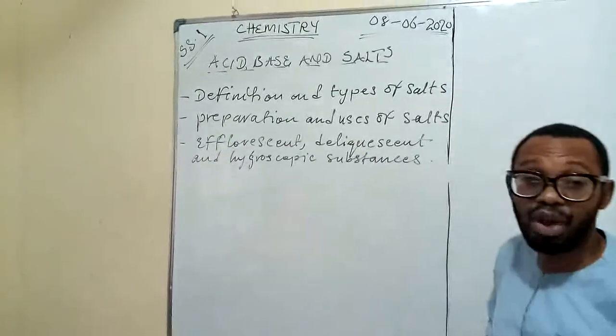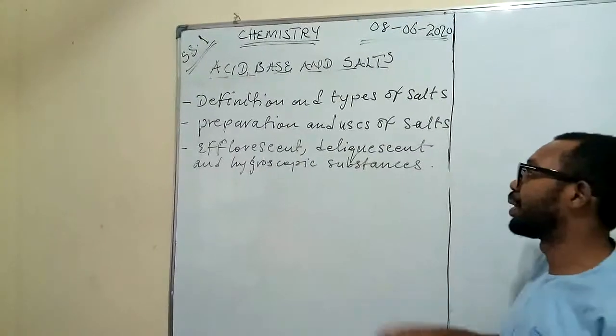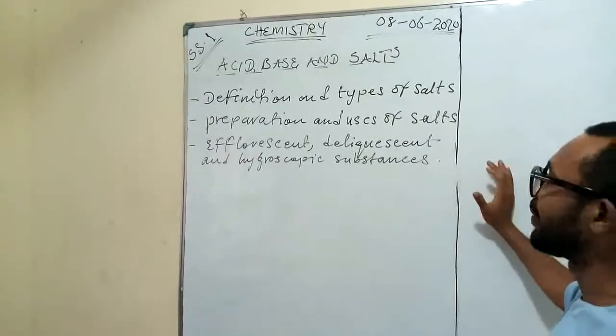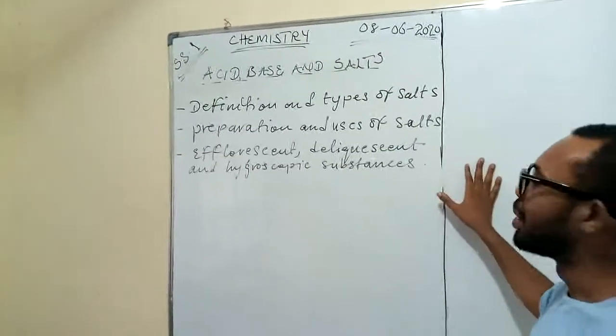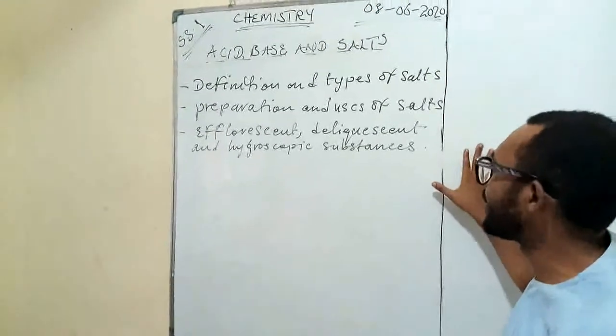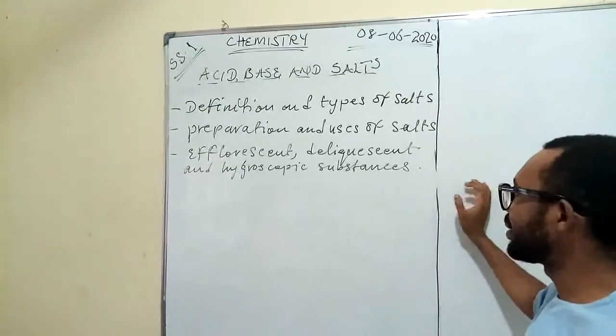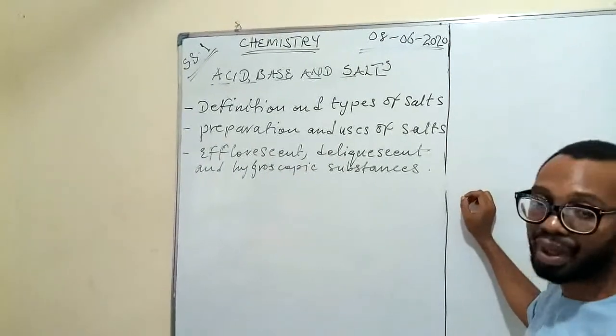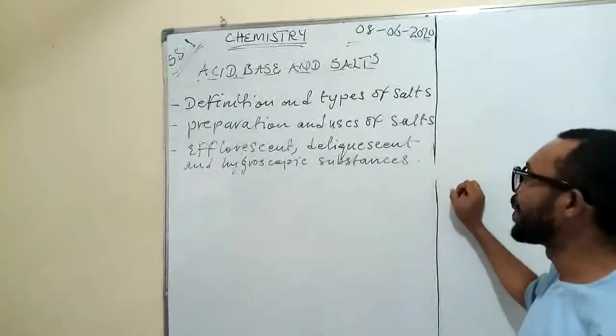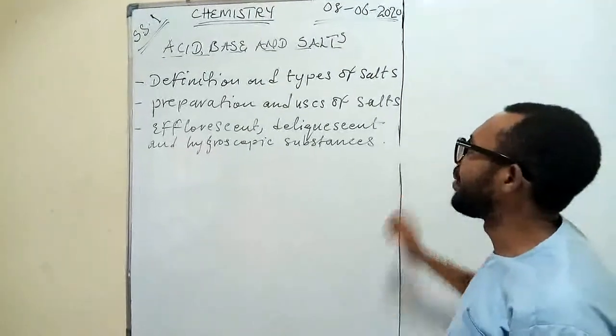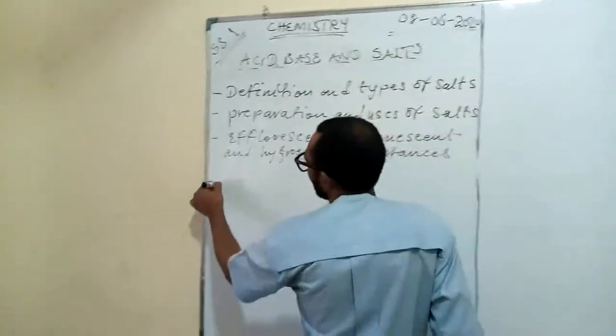Yes, these are the specific objectives that shall drive this lesson. The first thing is definition and types of salts. Next, we'll look at preparation and uses of salts, and then we'll explain efflorescence, deliquescent, and hygroscopic substance. Is that clear? Okay. Today, definition. What is salt?